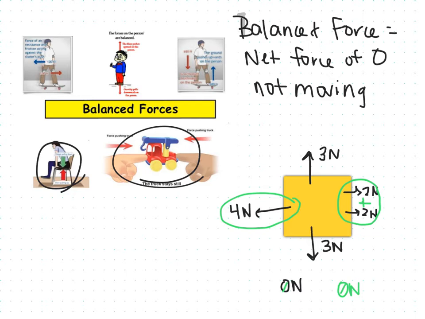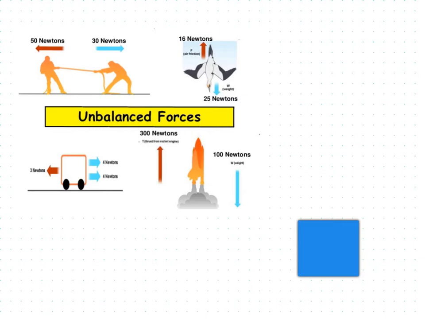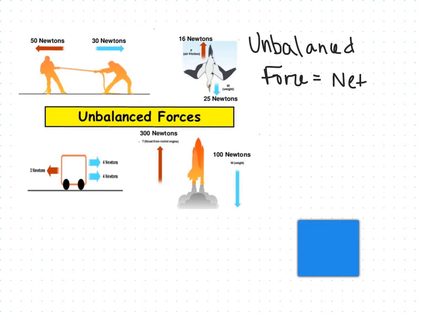Okay, let's go ahead and try unbalanced. So unbalanced forces, go ahead and add this to your notes as well in that vocab section. Unbalanced forces is simply the net force is not 0. Okay? Which means the object is moving in some way, shape, or form.